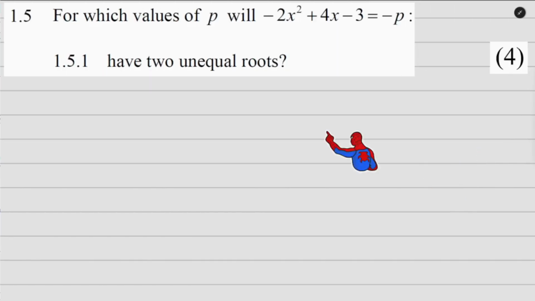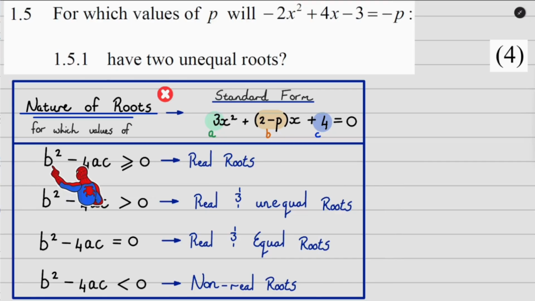Question 1.5 asks us for which values of p will give us unequal roots for this formula. So we've got to find the values of p that will give us unequal roots. Let's have a look at our nature of roots formulas. The nature of roots formula is b squared minus 4ac.